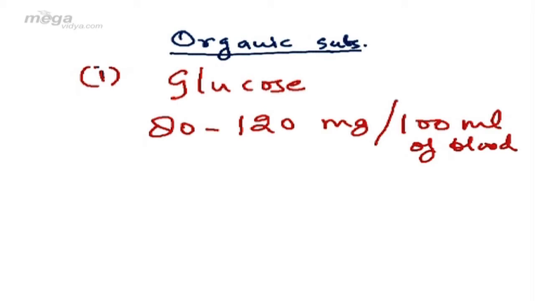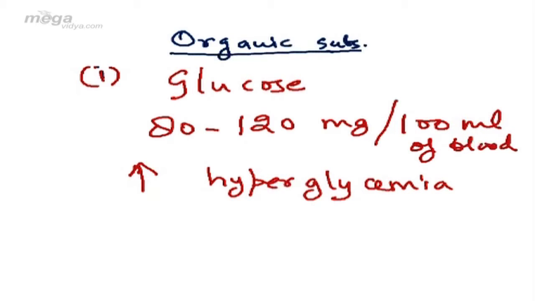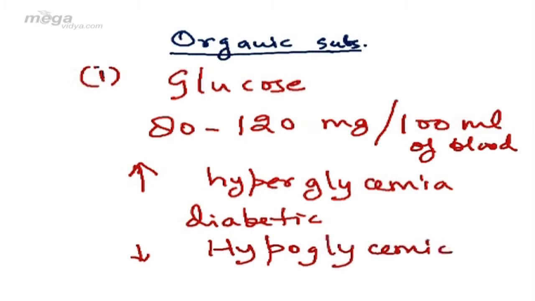If the concentration of glucose increases beyond this value, the condition is called hyperglycemia. And if this condition persists for a long period of time, the person is called diabetic, and the disease is called diabetes mellitus. If the amount of glucose decreases to below 80 milligram per 100 ml, the condition is called hypoglycemia. As the glucose level in the blood falls, the amount of glucose which is supplied to the brain also decreases, and the person may go into shock, which is called hypoglycemic shock.